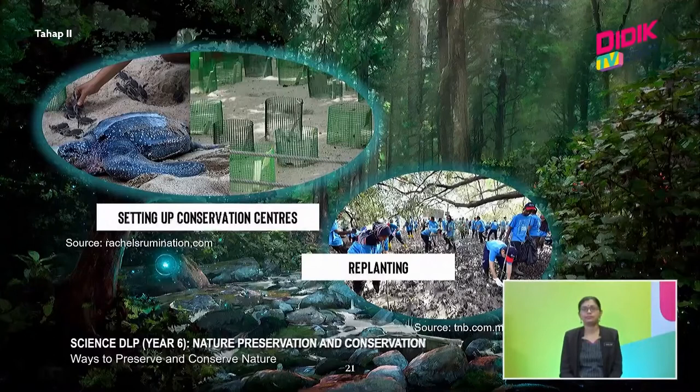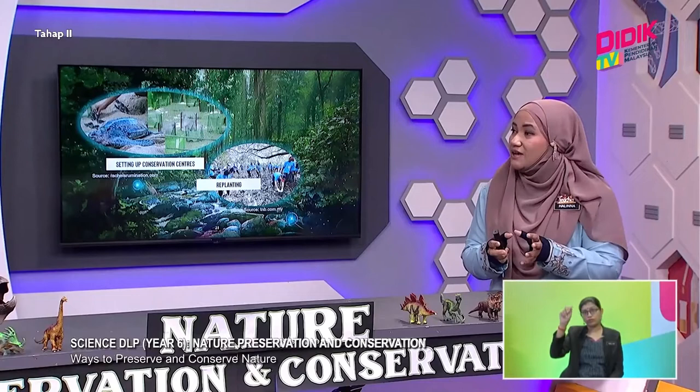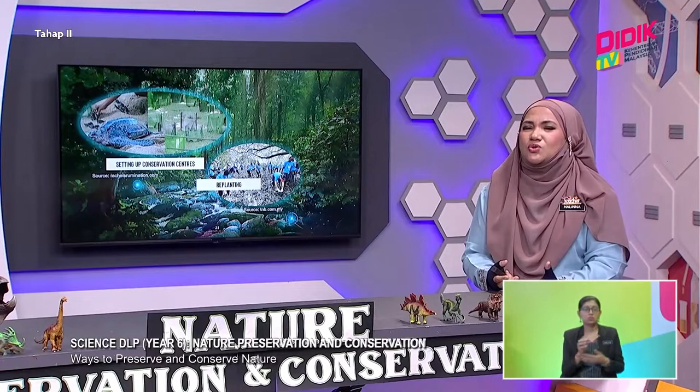So the first one would be setting up conservation centers, for example sanctuaries or rehabilitation centers. We have one in Sepilok for orangutans, a rehabilitation center whereby we take orangutan babies who have lost their mothers, maybe due to poachers or excessive logging, so they lost their habitat.